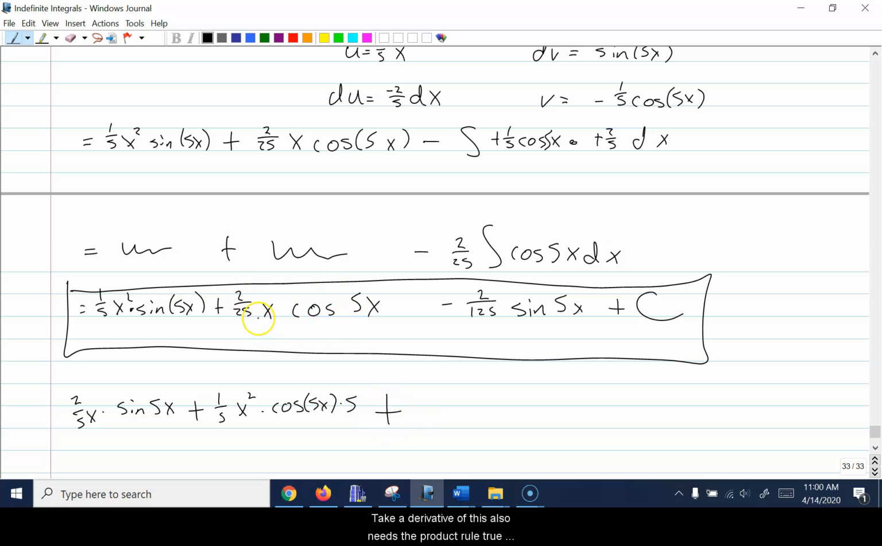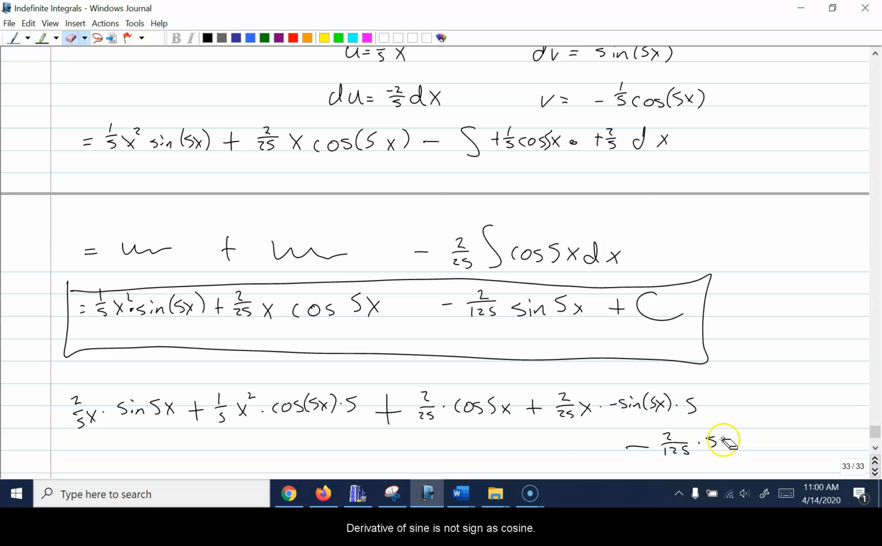Plus, to take the derivative of this also needs the product rule. Derivative of the first is 2/25. Leave the second part alone, cosine 5x. Plus leave the first part alone, 2/25 x. Derivative of cosine 5x is negative sine 5x times the derivative of the inside, which is 5. Minus, what's the derivative of this? 2/125 is a constant out front, stays out front. Derivative of sine is not sine, it's cosine of 5x times the derivative of the inside, which is 5.